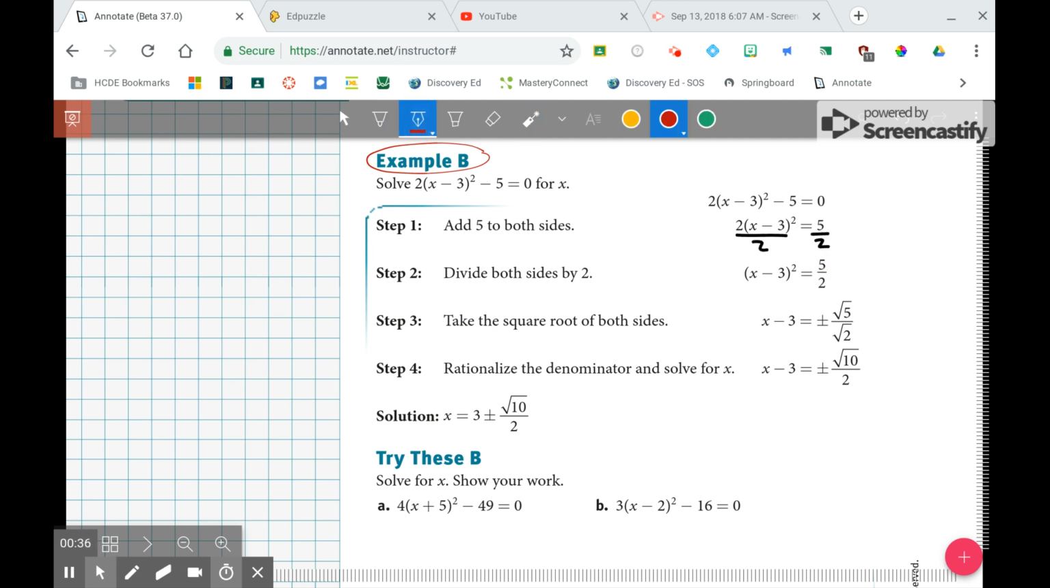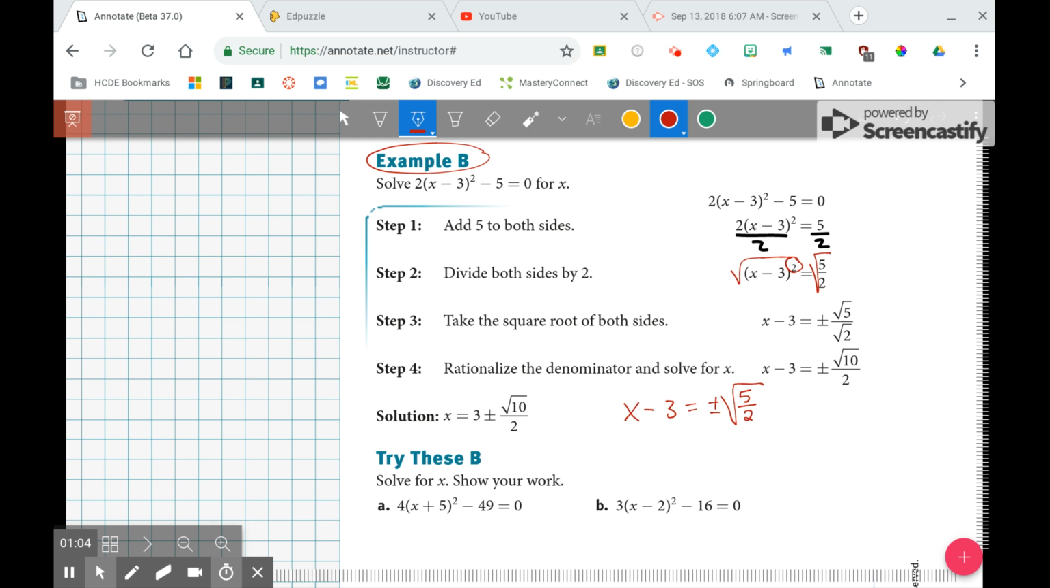Now notice we have that exponent. We need to do the inverse of a quadratic, which would be a square root. So we take the square root of both sides. That's how we get the square root of 5 divided by square root of 2. For our purposes, we are going to just write this as x minus 3 equals plus or minus. We'll just write this as one big square root, 5 over 2.